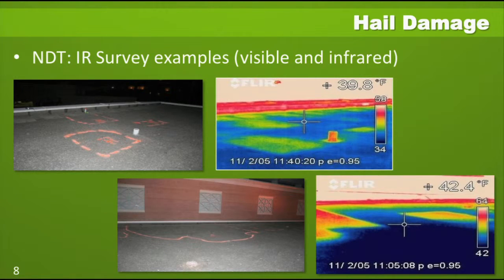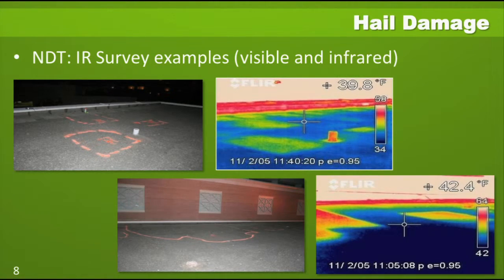Here's some examples of some photographic images and infrared images of the same roof. On the upper left, we've got the actual photograph. The upper right is the infrared image. The brighter colors on that infrared image are showing warmer temperatures, and so wet insulation will lead to warmer temperatures in the roof. The best time to do an infrared survey is during the night.